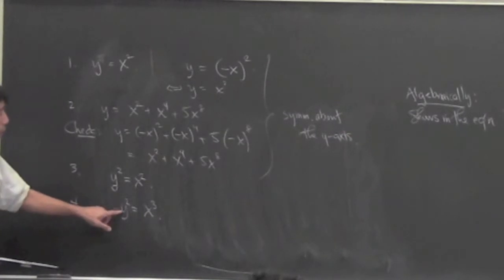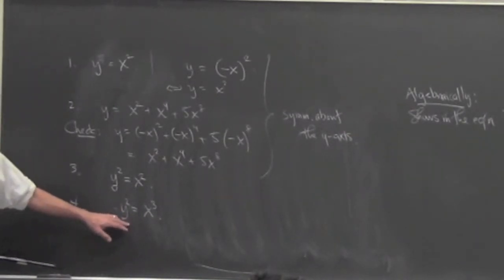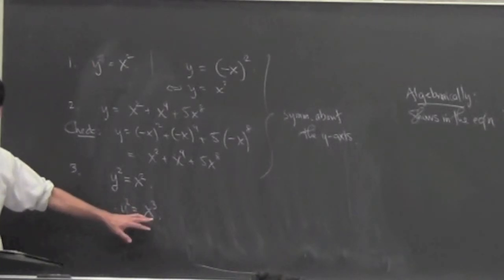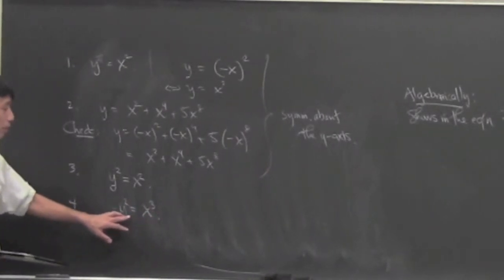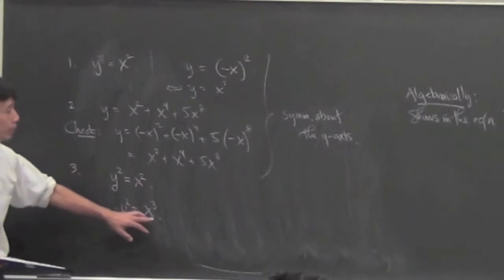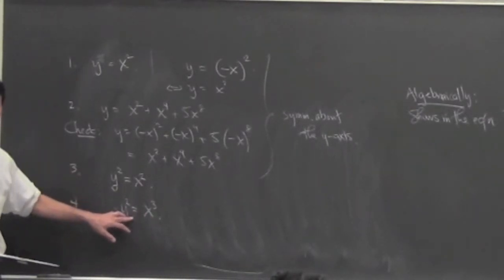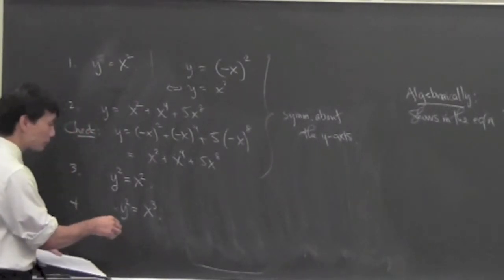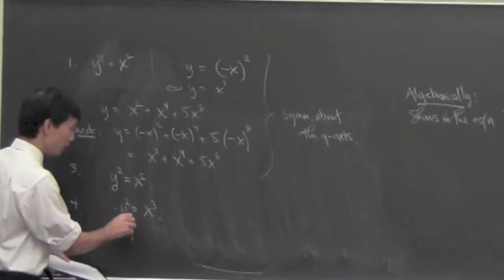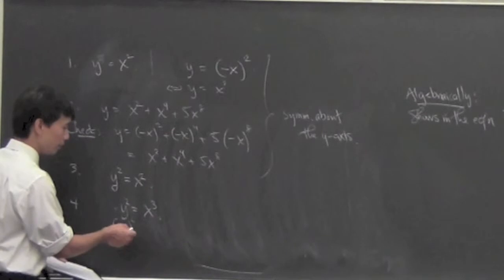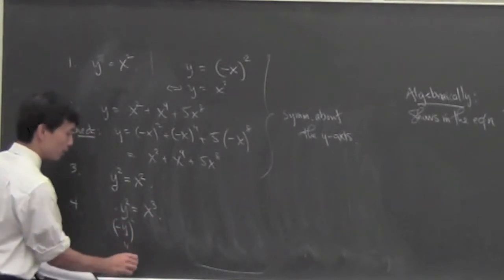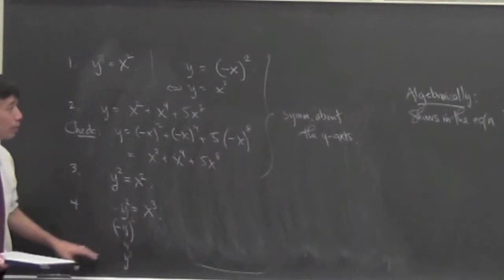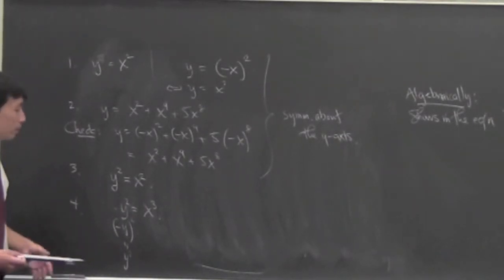You notice if you replace the y by negative y, nothing happens. If you replace the x by negative x, on the other hand, it does change. Right? So it doesn't have symmetry about the y, but it does have symmetry about the x. If I replace y by negative y, I still get y squared. So it's symmetric about the x, but not about the y.